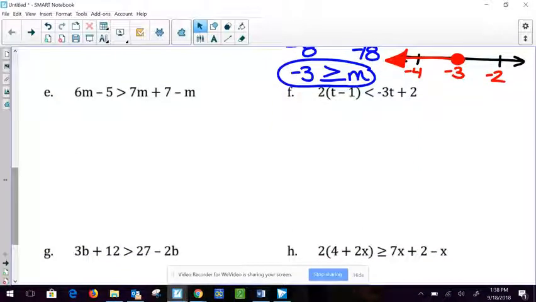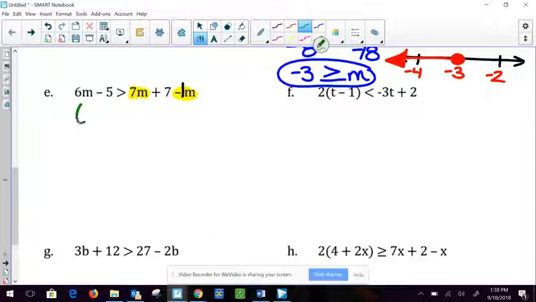Looking at letter E, we start the same way. We ask ourselves, do we have any parentheses? Nope. So then we ask, do we have like terms on the same side? Well, we have a 7m and a negative m on the same side. What is that imaginary number that's attached with that negative sign? Correct, a 1. So when I combine my like terms, what I'm really doing is subtracting 7 minus 1m. I'm going to bring down everything else from the other side. So 6m minus 5 is greater than, what is 7m take away 1m? Good job, 6m. And then I still have that plus 7.